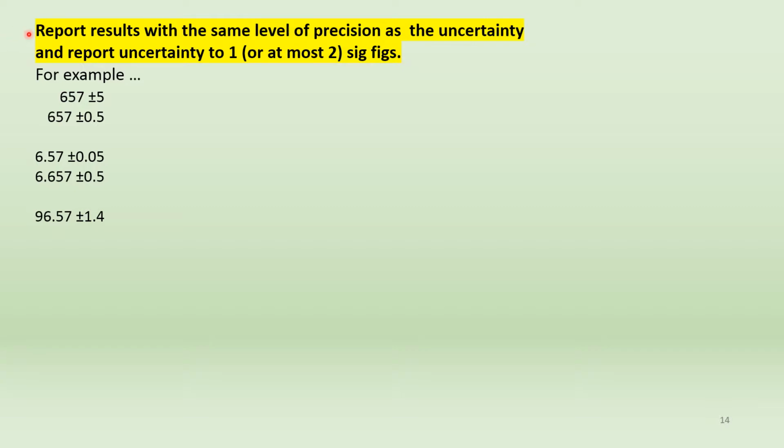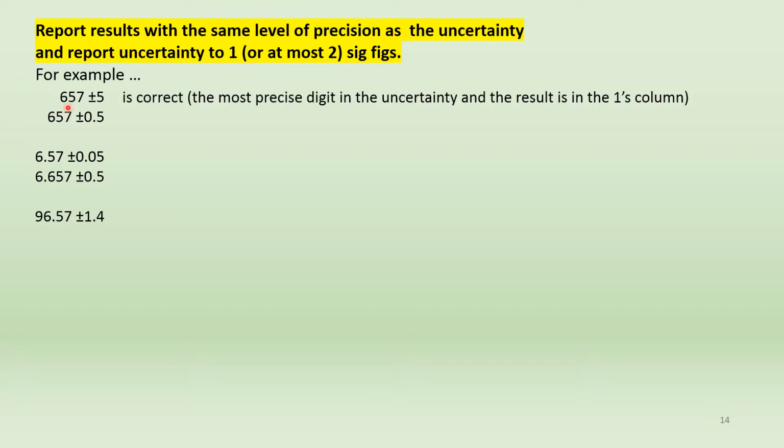So you may be wondering, how many sig figs should I report in an uncertainty? Well, first of all, it's really imperative that you report results with the same level of precision as the uncertainty. And then report uncertainty to 1 or at most 2 sig figs. And I'll explain with some examples here.